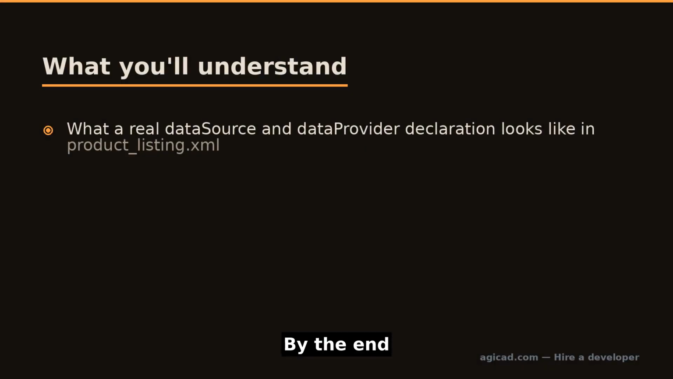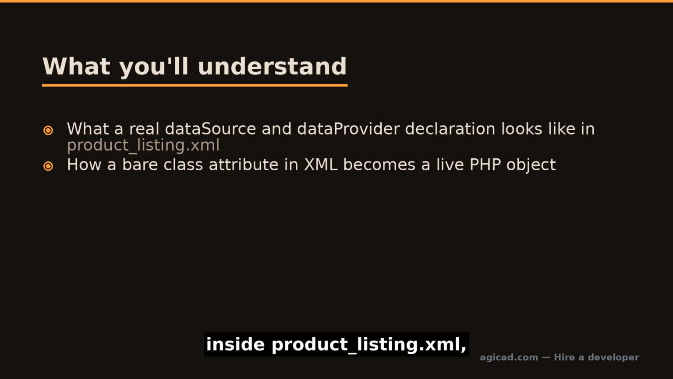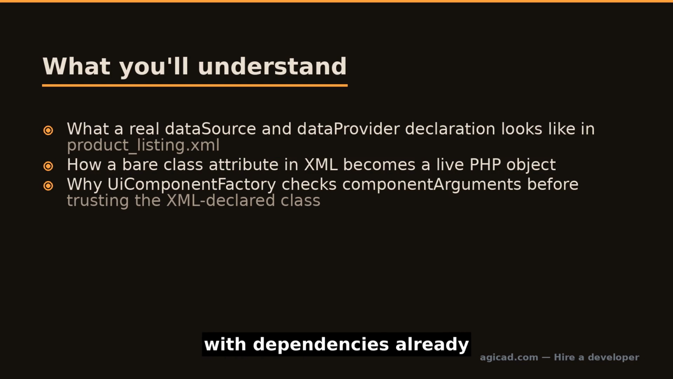By the end of this part, 5 things should click. What a real dataSource and dataProvider declaration actually looks like inside product_listing.xml, not a simplified example. How a bare string sitting in a class attribute in that XML file ends up as a live, constructed PHP object with dependencies already injected.